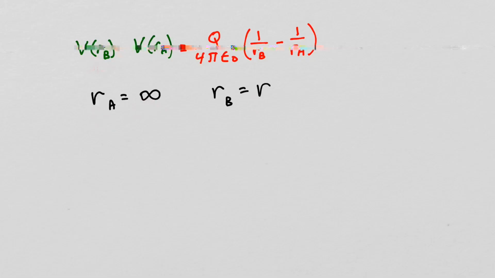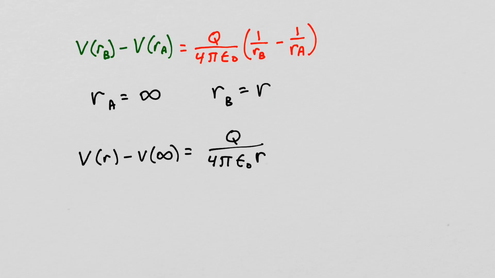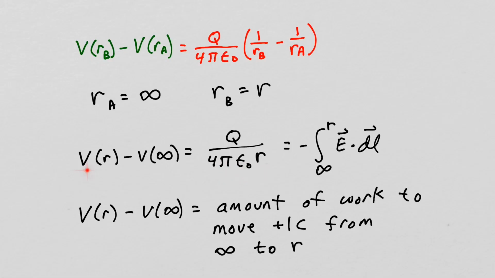With R_A being infinity, this second term becomes 0, and so V_R minus V at infinity is Q over 4 pi epsilon sub 0 R. Recall our mental representation of what the potential difference is. It's this integral. 1 coulomb times E is a force. We have a force times a distance, that's work. So V_R minus V at infinity is the amount of work to move 1 coulomb of charge from infinity to R.